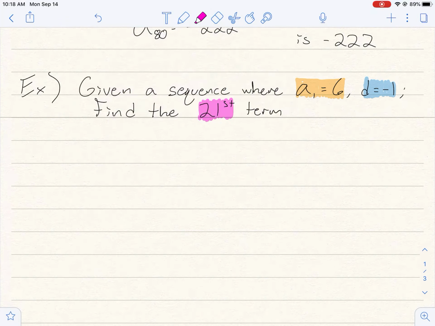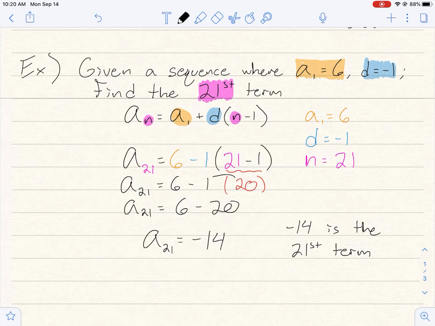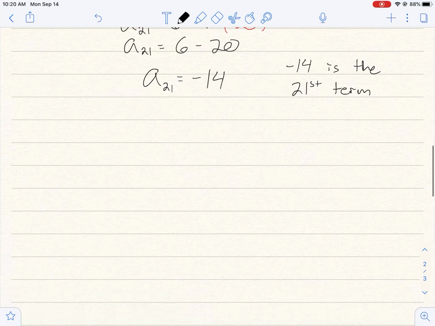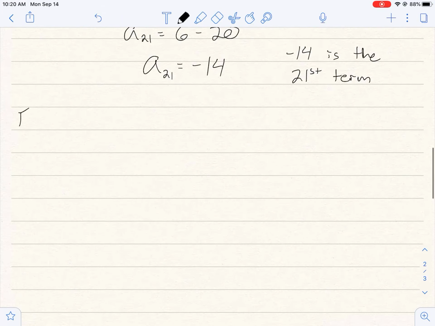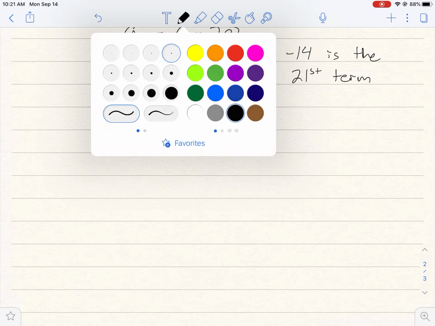Now, another way that we can use the explicit formula to our advantage is determining if numbers are actually in a sequence or not. So I could give you an explicit formula, or I could give you a sequence and say, these are the first four numbers that you see. Is another number going to be in this sequence based on what you see? So let's see an example of that.